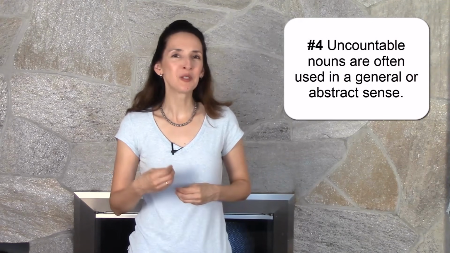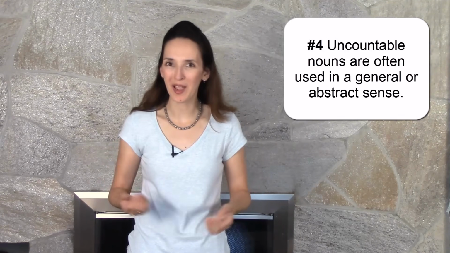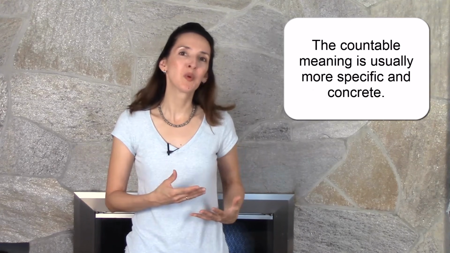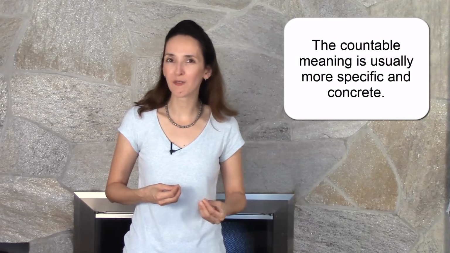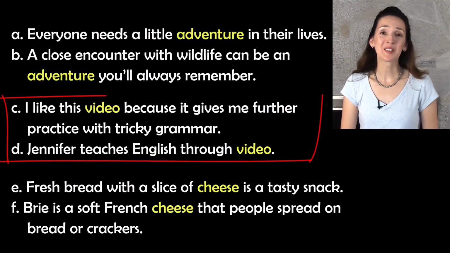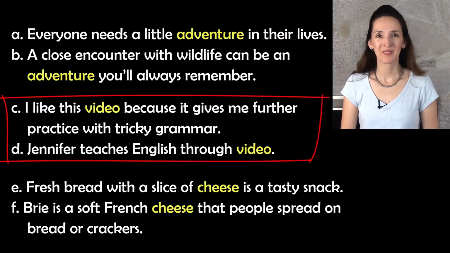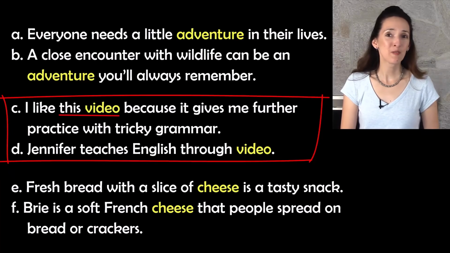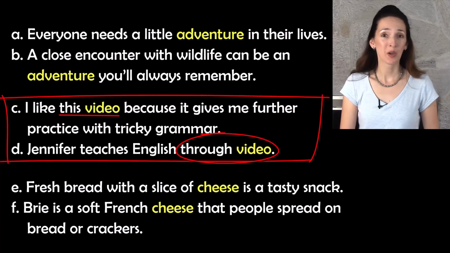I just showed you nouns with uncountable and countable meanings. To help you identify and remember the difference, let me remind you of my fourth guideline. Uncountable nouns are often used in a general or abstract sense. The countable meaning is usually more specific and concrete. Look at sentences C and D again. The difference is specific versus general, concrete versus abstract.